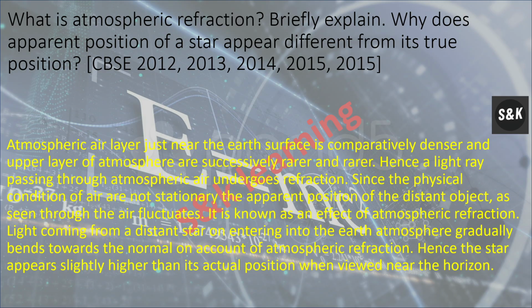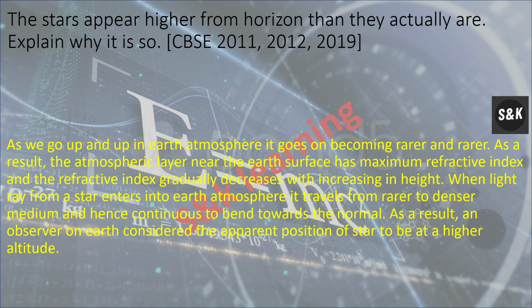Light coming from a distant star on entering the Earth's atmosphere gradually bends towards the normal. The stars appear higher from the horizon than they actually are. Explain why so. As we go up in the Earth's atmosphere, it goes on becoming rarer and rarer. As a result, the atmospheric layer near the Earth's surface has maximum refractive index. So, a ray from a star entering the Earth's atmosphere travels from a rarer to a denser medium and hence continues to bend downwards towards the normal.